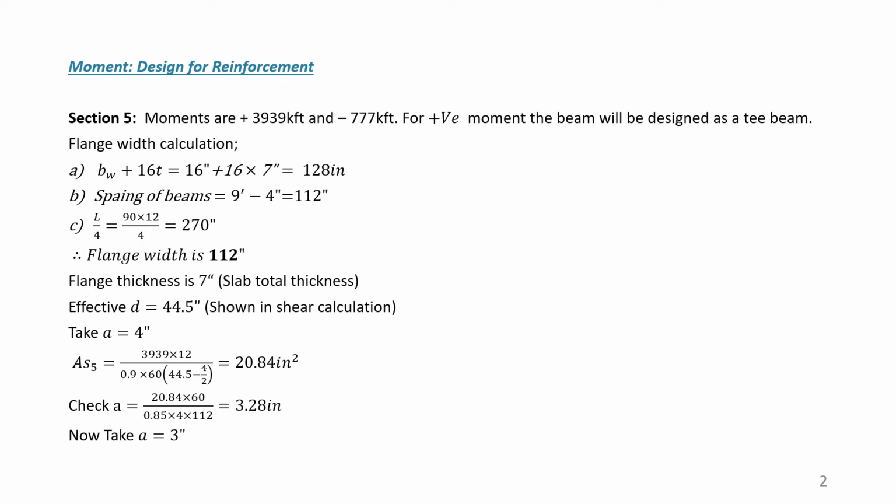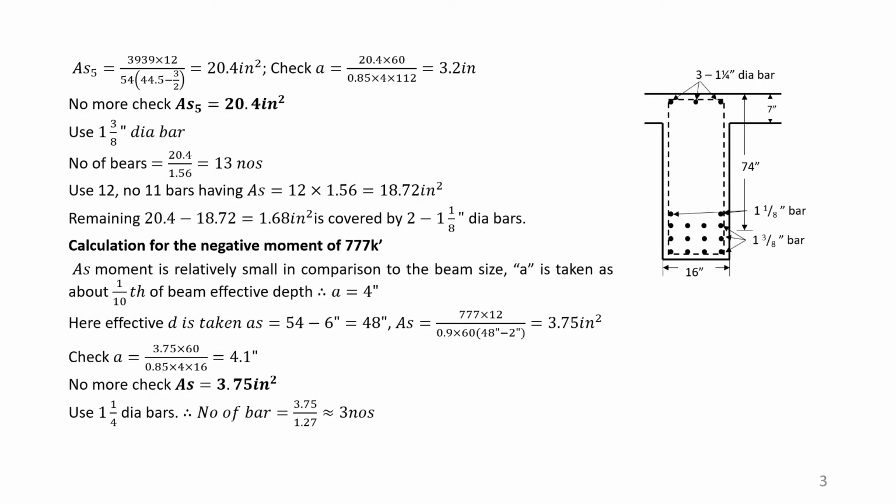We will be using 1 by 3/8 dia bar, and the area of 1/3 dia bar from the chart in the appendix table 1 is 1.56. We have to divide 20.4 by 1.56, and that gives us a value of 13 numbers. And 13 is an odd number.